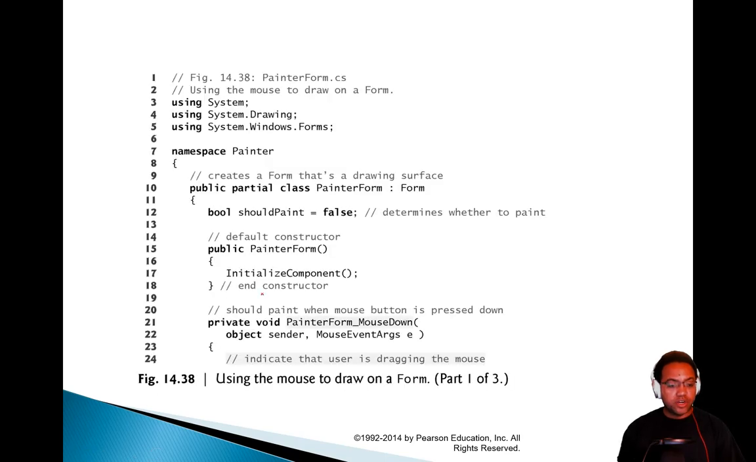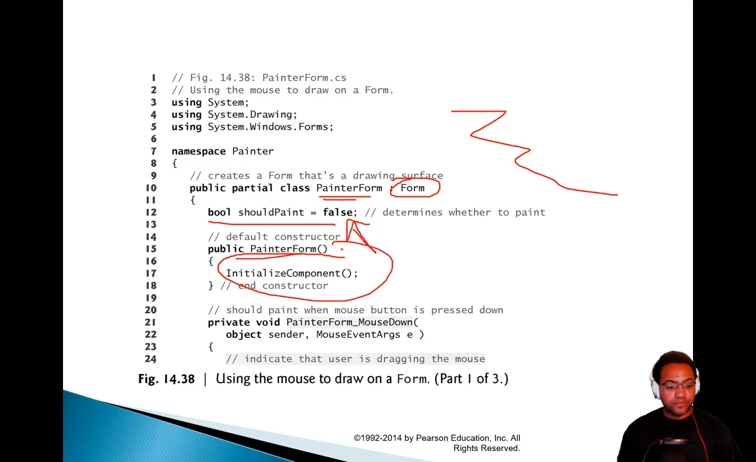And here we are looking at a WPF application that lets you draw on the form. So once again, we have a painter form class that's being inherited from the form class. It has a Boolean value of should paint, which is initialized to false. It then initializes the component within the constructor painter form, and then it gets down to the business.